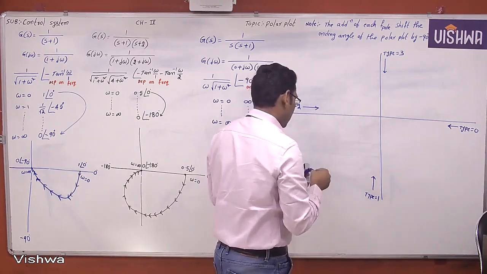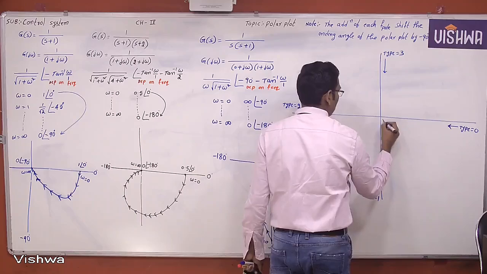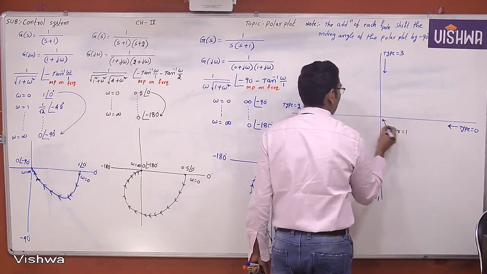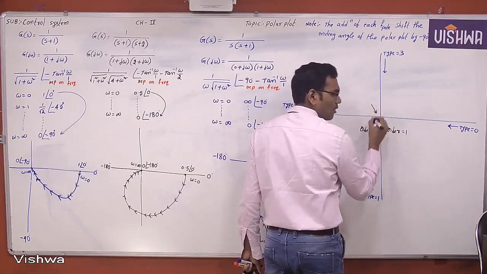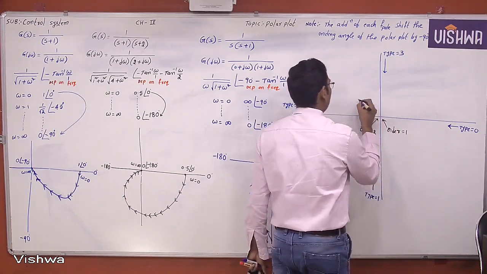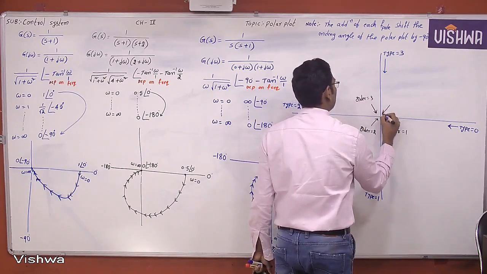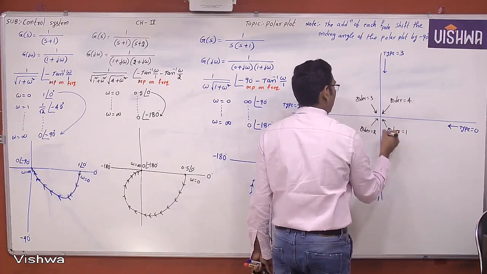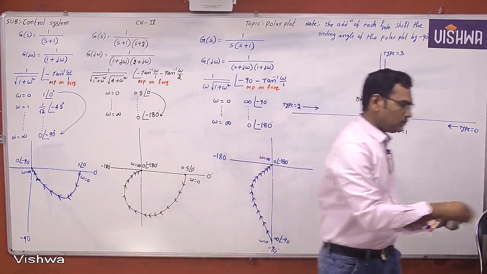Now in the same manner, in one coordinate, one order. So this is order 1. This is order 2. This is order 3. This is order 4. Order 1, order 2, order 3, order 4, and so on. Just note down this.